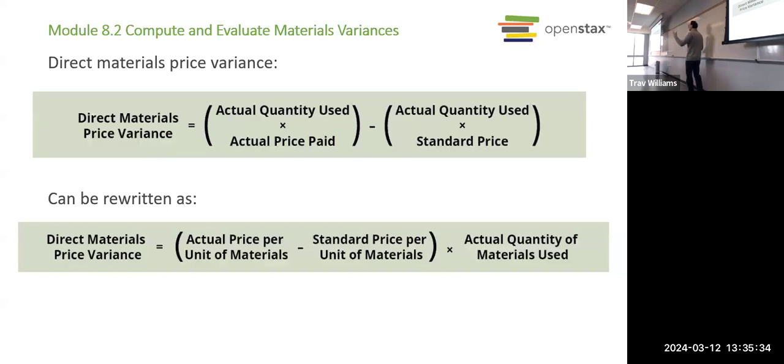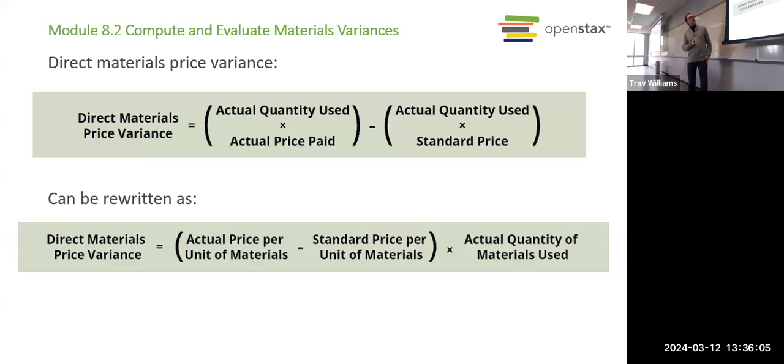Once you calculate your quantity variance and your price variance for materials, you can add them together and you get your total variance for the materials, okay? And the same concept will apply for labor and overhead. So you figure out your price variance, your quantity variance, you add them together, you get your total variance. All right, any questions so far?